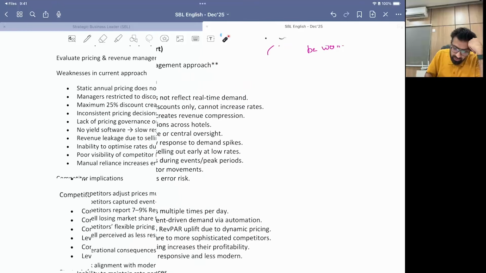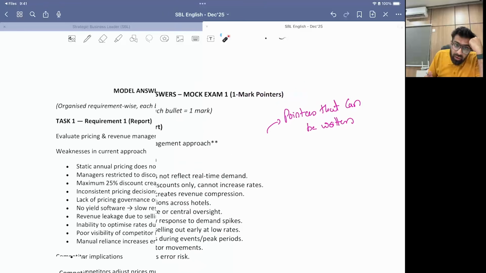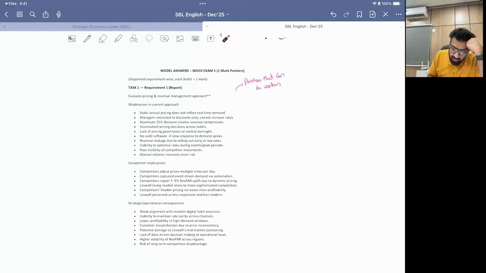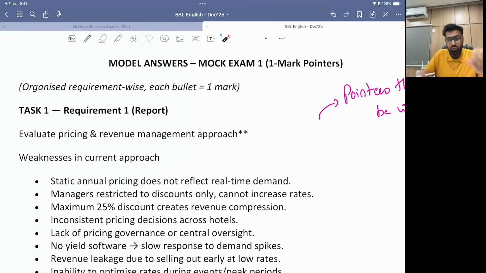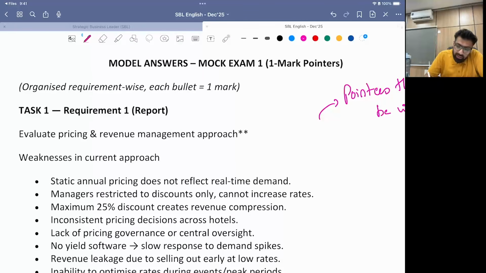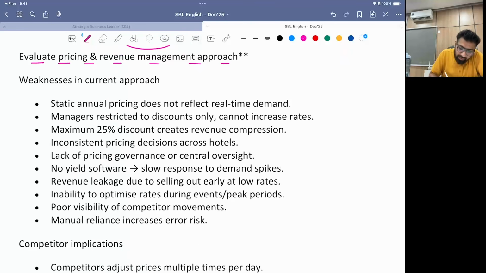Right? So, sir, pricing and revenue management approach. So, let's read some answers here. Let's have a discussion on that, please. So, it's very clear. Pricing and revenue management approach. The format is a report. Weaknesses in current approach.